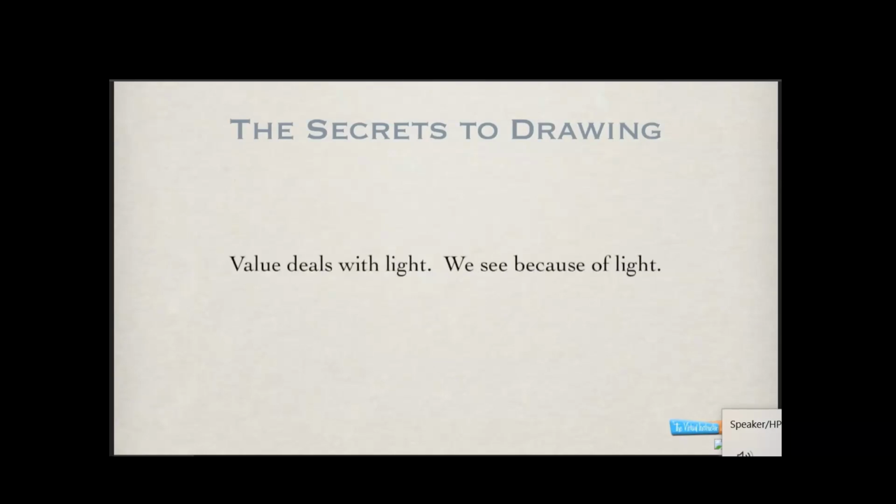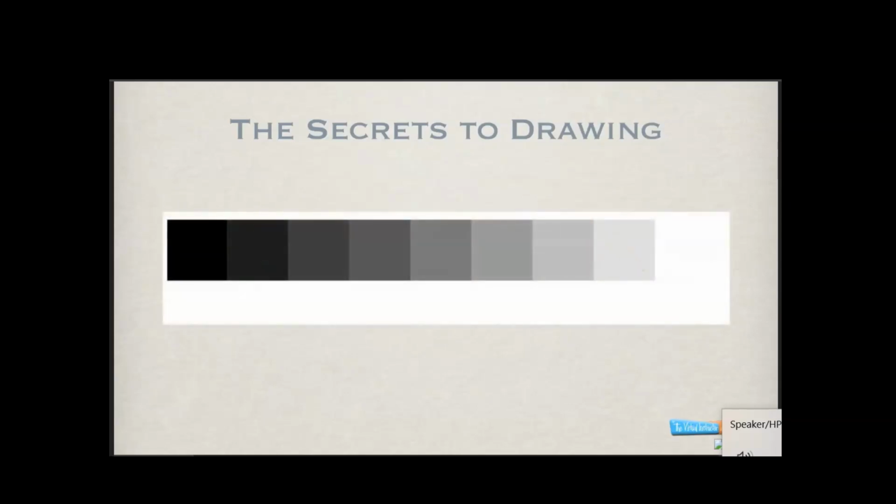You see, value deals with light. We can only see because of light. Without light, we see nothing. It's very important that we understand this because that means that value is exceptionally important. You see, ultimately, drawing is about seeing, and creating accurate values in our drawings becomes absolutely essential when we understand this. In my opinion, value is the most important element of art.